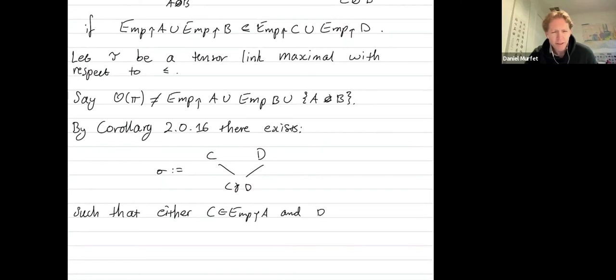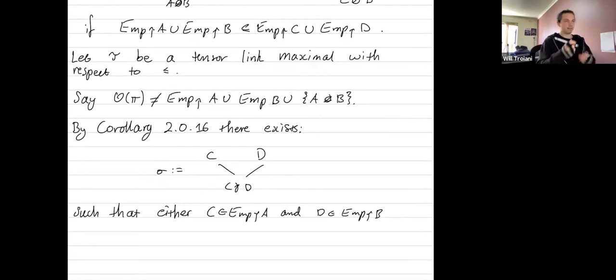Doesn't this terminal thing come in at this point? I mean, if you want to reach a contradiction with a corollary, you need that tensor link to be terminal, correct? Yeah, if it wasn't terminal, and we're considering the case where we only have tensor links as our terminal things anyway, then you immediately contradict maximality. Is that what you just said?